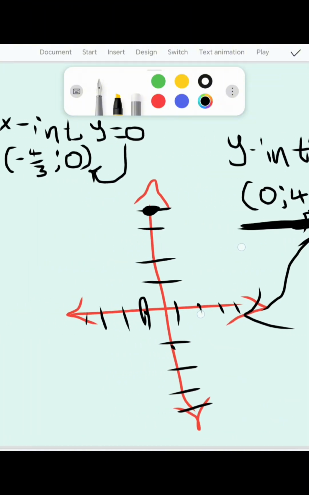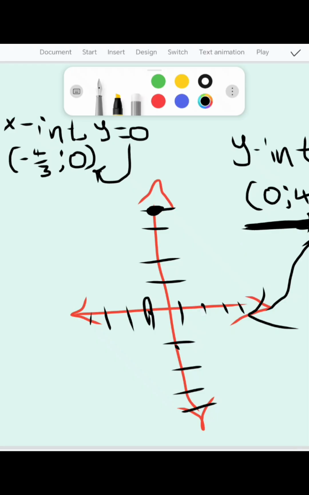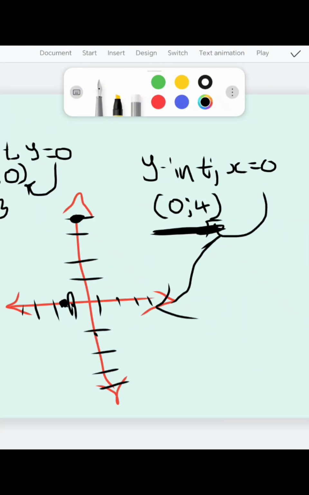Then what is negative 4 over 3? Negative 4 over 3 is simply negative 1.3333 and so on. So negative 1.33, you find it somewhere here after 1. Yeah, I think so. It's after 1. So these are my coordinates. You see, this is the x-intercept, this is the y-intercept. Your graph is supposed to touch the two dots.